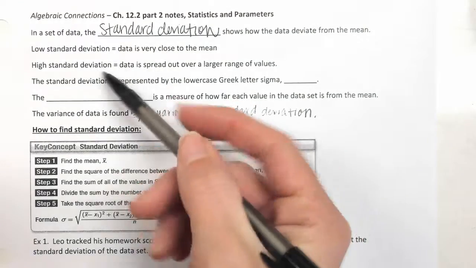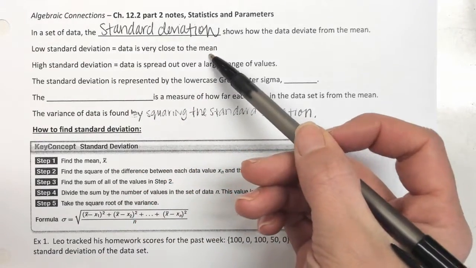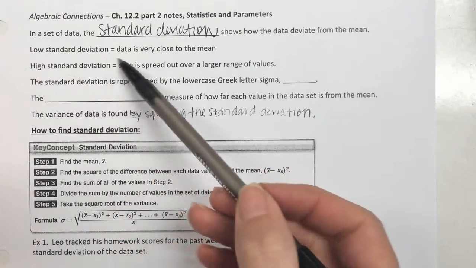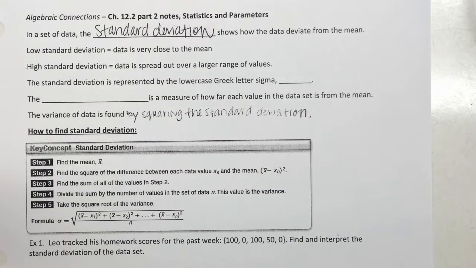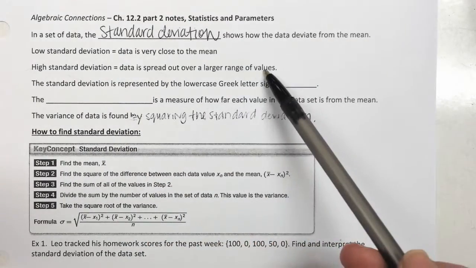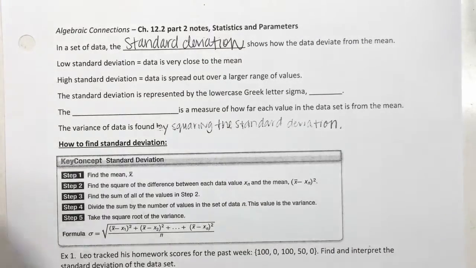A low standard deviation indicates that the data is very close to the mean. High standard deviation means it's spread out. So if we're talking about test scores, a low standard deviation means that everybody's pretty close to the middle, everybody's all together. But if it's a high deviation, it means it's spread out, not consistent.